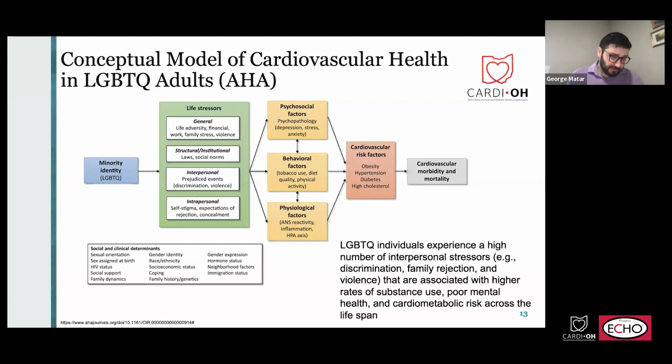Now, on the bottom left corner of this chart, there's a social clinical determinant box. So as I mentioned, aside from these factors listed here, there's other issues such as HIV status that we'll talk about shortly that may contribute to increased cardiovascular risk factors. And there's also hormone status. So is a patient on hormone replacement therapy? These two things do drastically increase cardiovascular risk in this patient population.